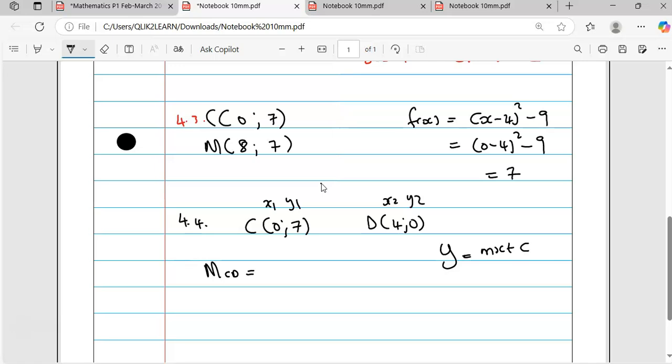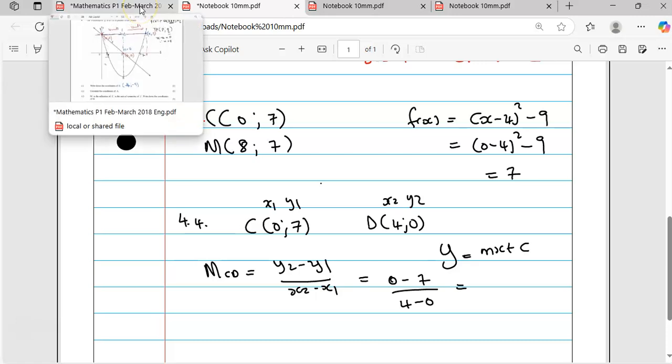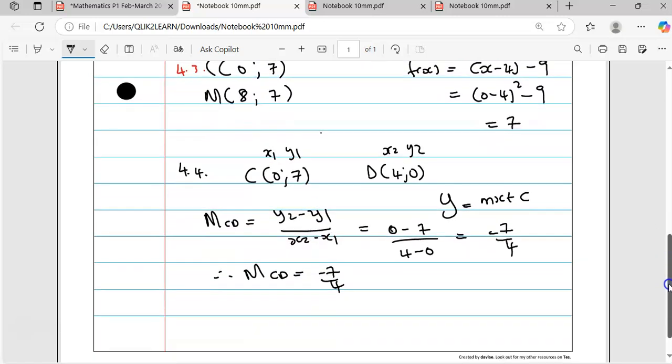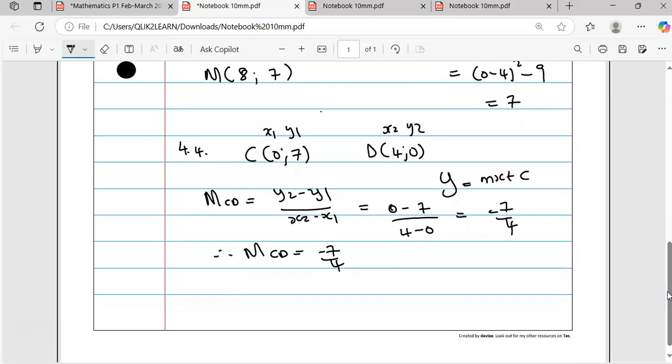To calculate the gradient, we're going to use y2 minus y1 all over x2 minus x1, which will be equal to 0 minus 7, everything divided by 4 minus 0. The answer should give us minus 7 all over 4. That is the gradient. Therefore, the gradient of CD is equal to minus 7 over 4. We can just take this answer and substitute it back into the equation. Then we can solve for c.